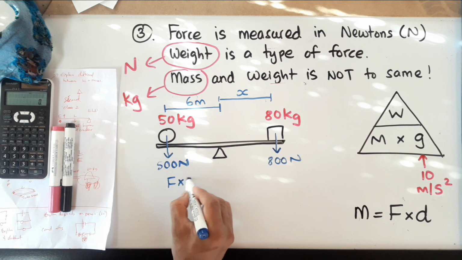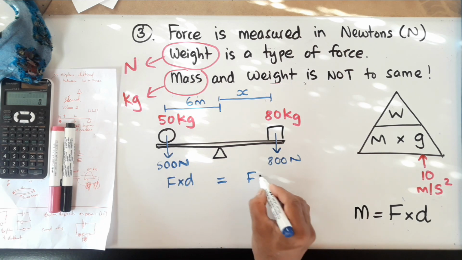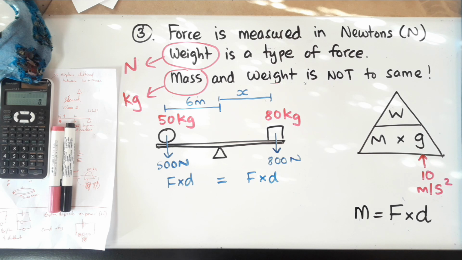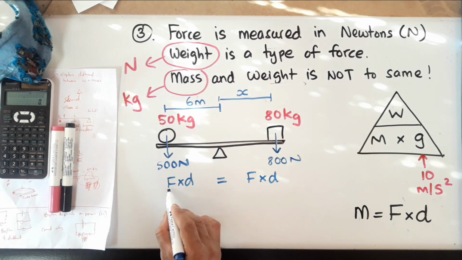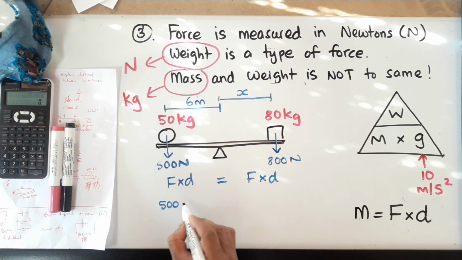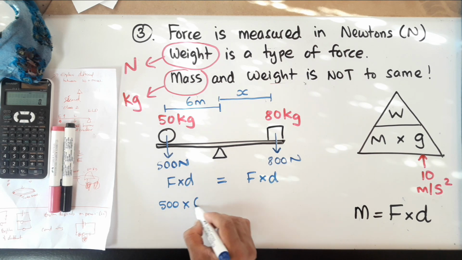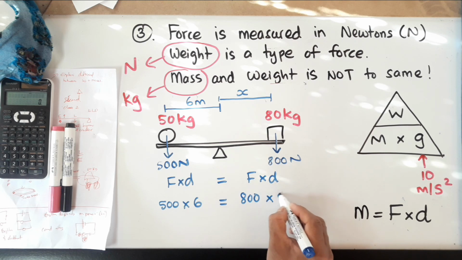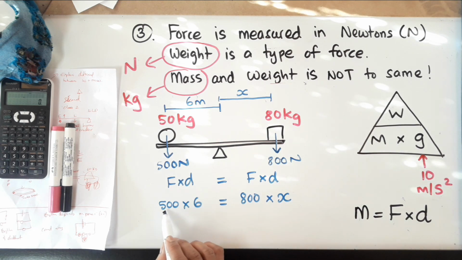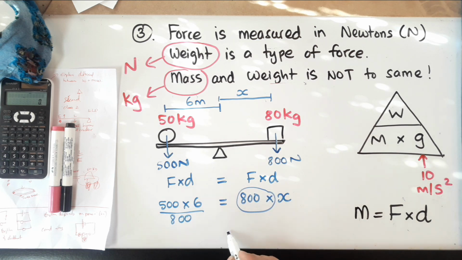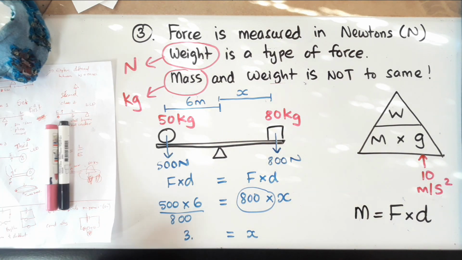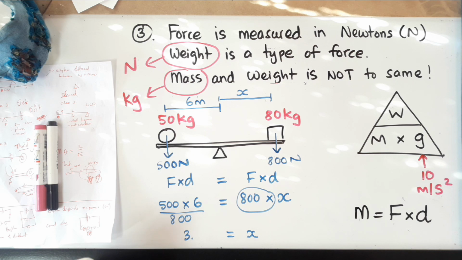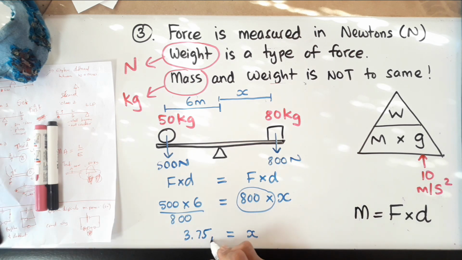So the force by the distance on this side is equal to the force by the distance on the other side. Great. So the force here is 500 multiplied by the distance, which is 6. And the force here is 800 multiplied by the distance, which is x. So if we multiply these two and throw across the multiply to get a divide, and we work this out, we will still get the 3.75. 500 multiplied by 6 divided by 800 is 3.75.